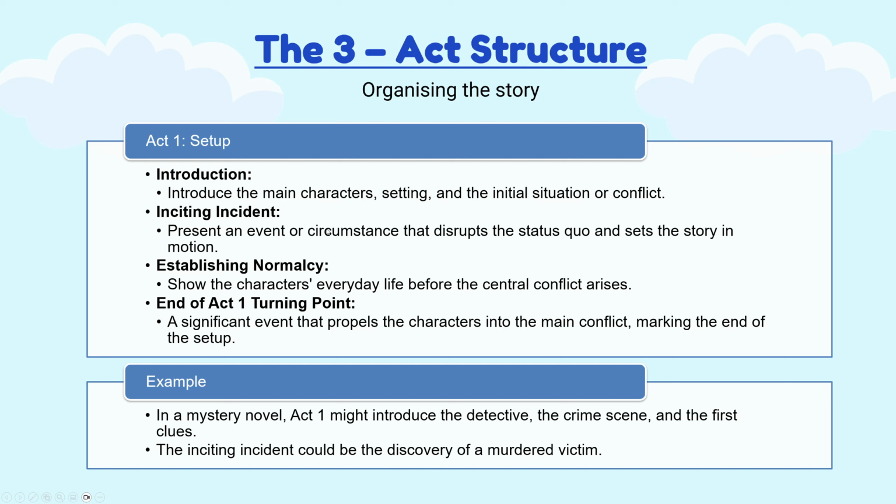Meaning this is where you provide the conflict. And then establishing normalcy: show the characters' everyday life before the central conflict arises. Before the conflict happens, try to show whatever happens. For example, maybe the characters are having a peaceful daily life. They can go fishing. They can work on their farm.